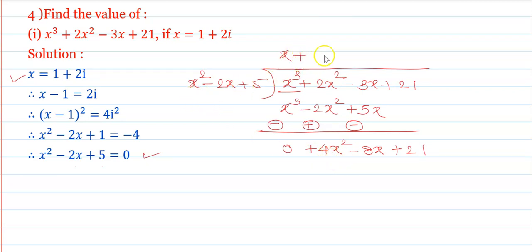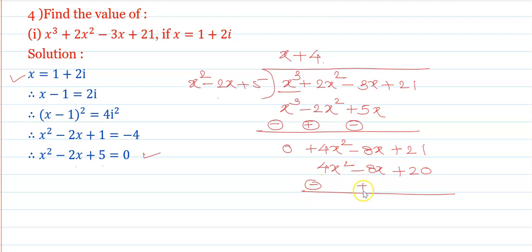That is by 4. We will multiply by 4 to get the 4x square. And hence you will get here 4x square. That is 4 into x square, you will get 4x square. 4 into minus 2x, you will get minus 8x. 4 into 5, then you will get here the 20. Now change the sign.